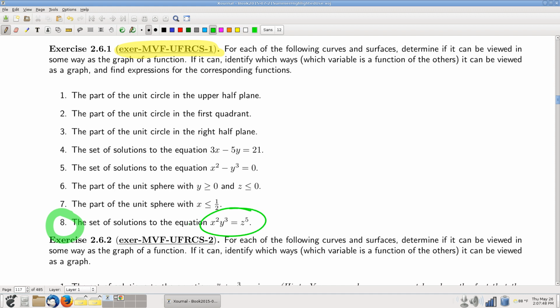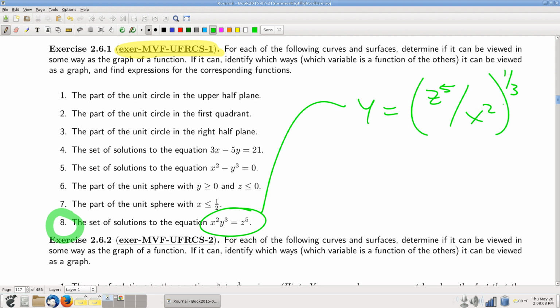Can I solve for y? And here you can. So in particular, y is the cube root of z to the fifth over x squared. And cube roots, there's only one cube root. We're doing real numbers here, so there's only one cube root. Likewise, I could also solve for z. z is the fifth root of x squared y cubed. Everybody happy? And it's going to be similar for the other parts.